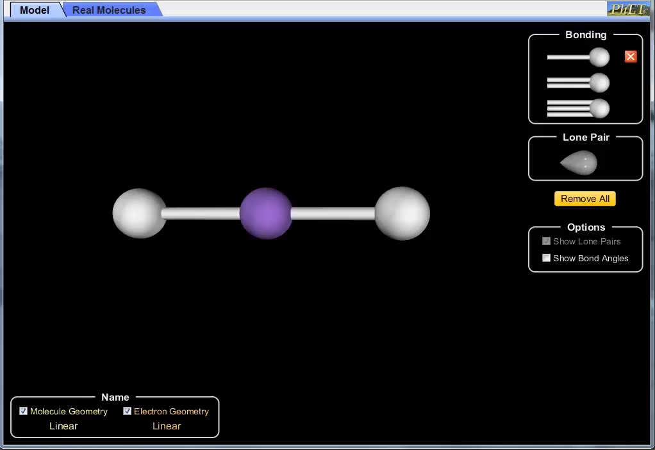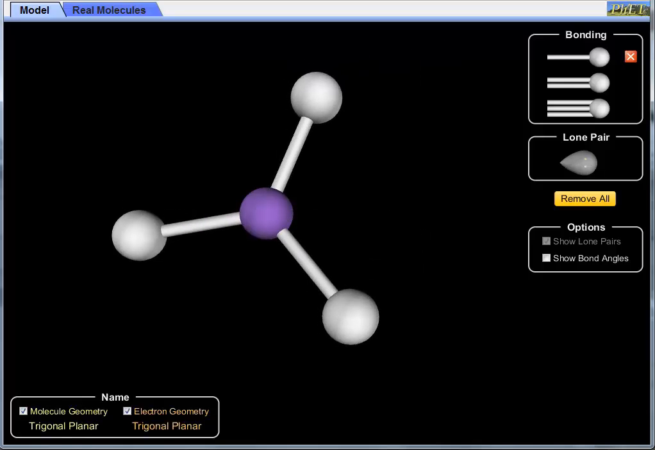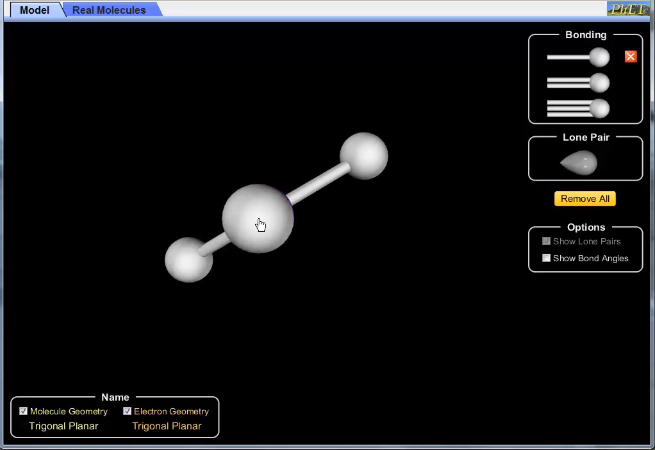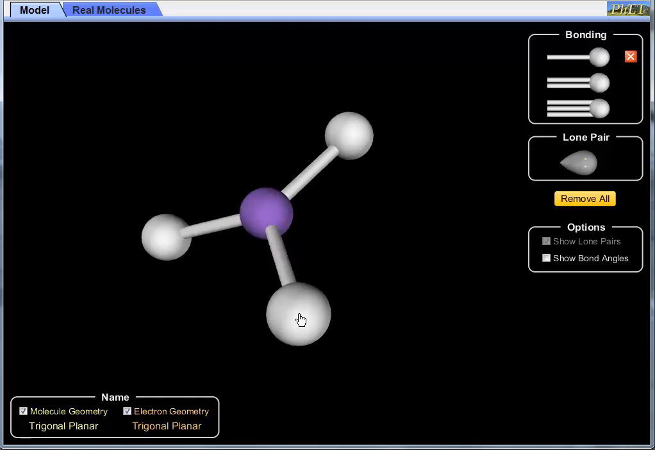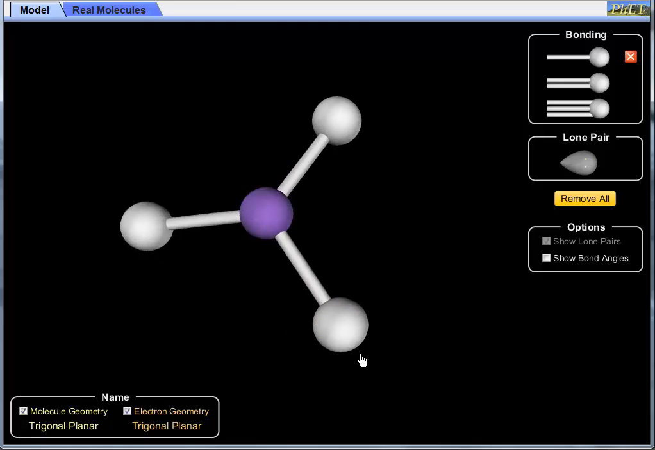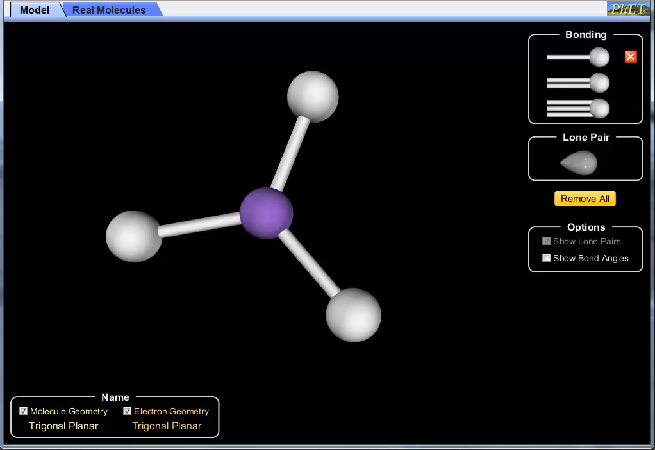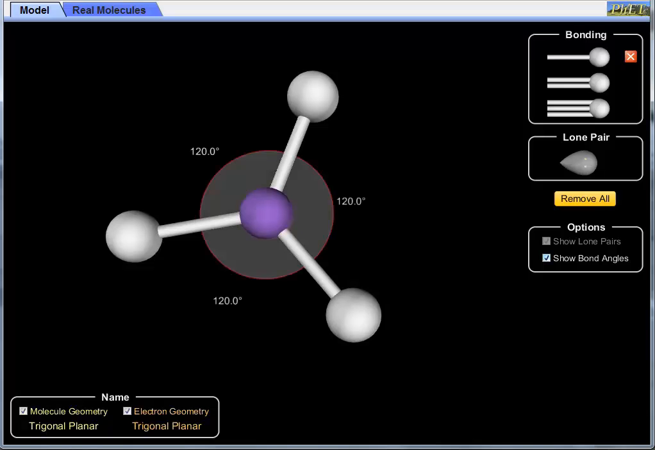Now we're going to add a third electron domain, and you can see what happened then. In response to the third electron domain, the other electron domains have moved further apart, and we now have a symmetrical molecule. All three atoms attached to the central atom are in the same plane, and they form this trigonal pattern. If we look at the bond angle, we can see the bond angle is 120 degrees. So the electron geometry is trigonal planar, and the molecular geometry is also trigonal planar.